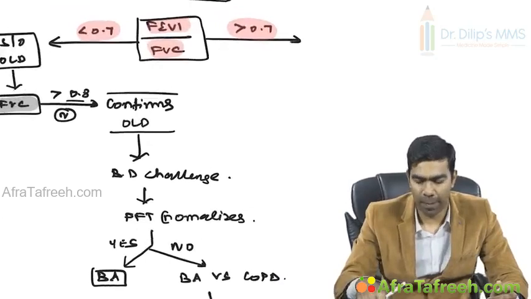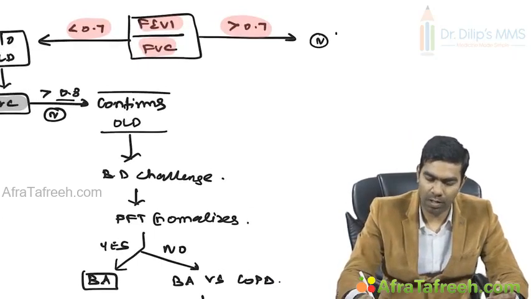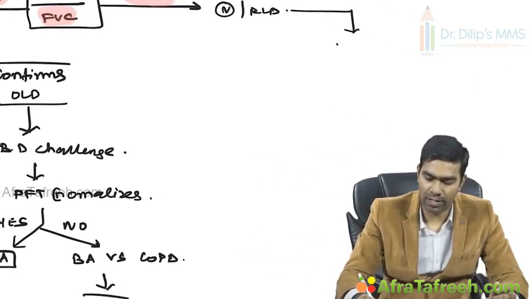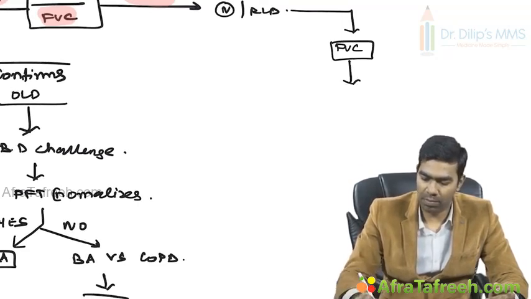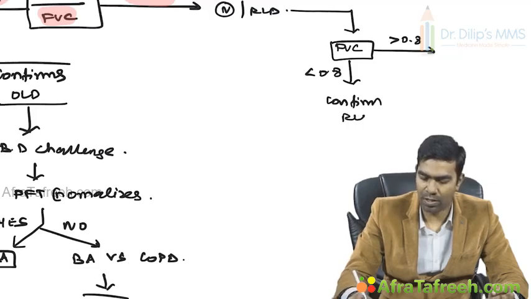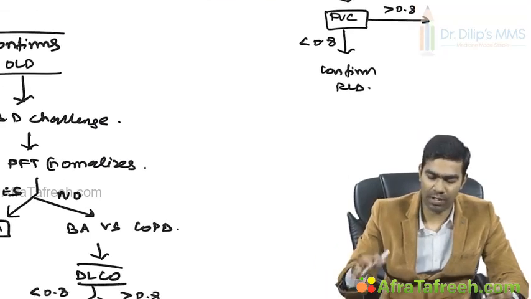Now, more than 0.7. It could be normal or it could be a patient of a restrictive lung disease. So how are you going to assess this? See the FVC. So FVC can be less than 0.8, which means it's low, it's decreased, or FVC can be more than 0.8. If FVC is less than 0.8, it is definitely a confirmed RLD only. There's no doubt about that. Low FVC with a normal FEV1 by FVC confirms it's an RLD.